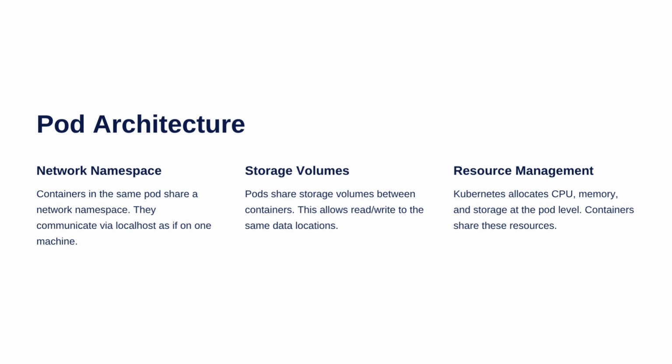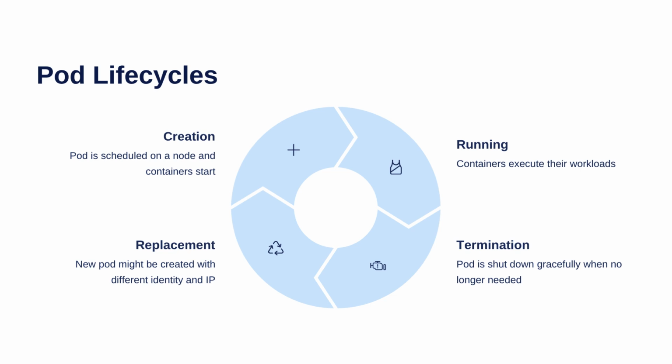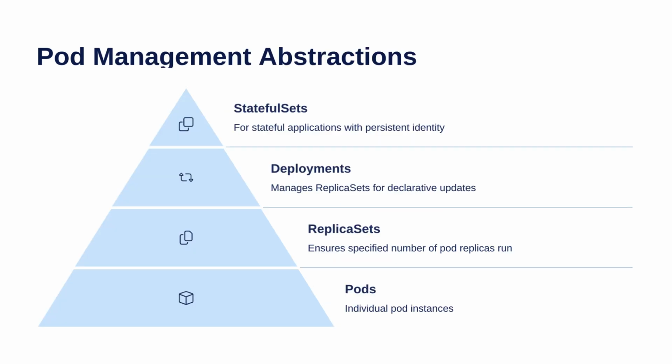Pods are ephemeral, they're not meant to live forever. If a pod dies, Kubernetes might create a new one, but it will have a different IP and identity. That's why we usually don't create pods directly in production. Instead, we use higher-level abstractions like deployments or replica sets to manage them. But for learning or debugging, you can create a pod directly using a YAML file or the command line.